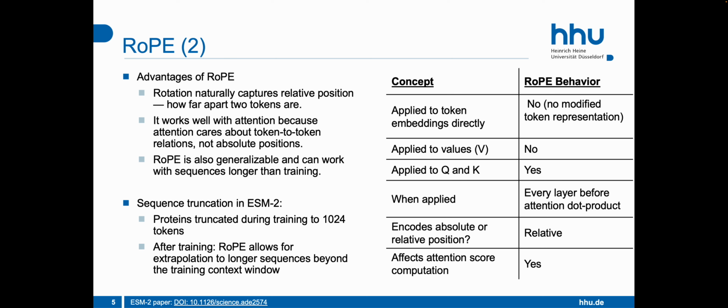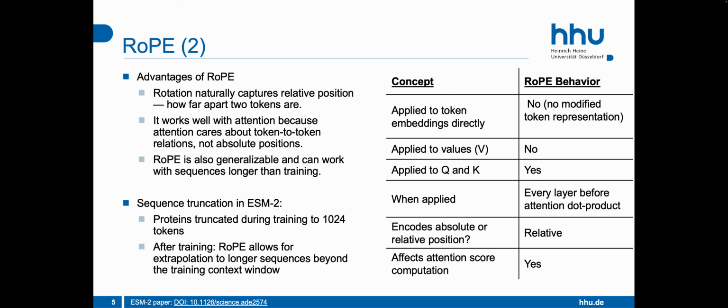So now that we have seen how RoPE embeddings work, let's quickly summarize the main advantages and some key details about how they are used. First, one big advantage of RoPE is that the rotation naturally captures relative positions, meaning it tells the model how far apart two tokens are and not just their absolute locations. Second, RoPE works well with attention layers because attention is all about comparing tokens to each other. Since RoPE modifies the queries and keys but not the token embeddings themselves, it fits nicely into the attention calculation without disturbing the token representations directly.